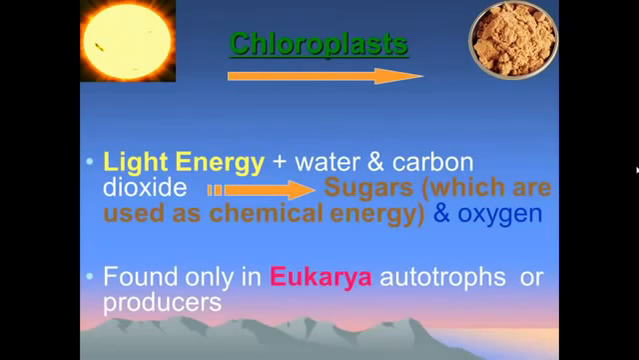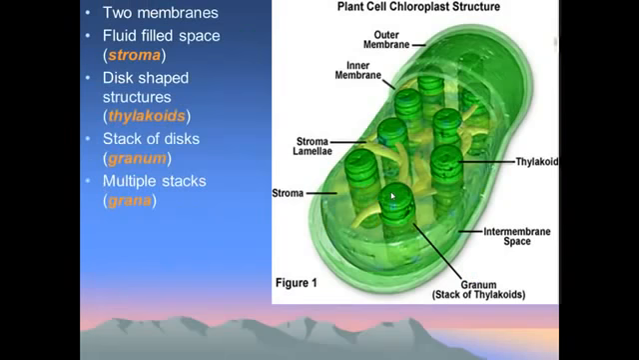Light energy plus water and carbon dioxide yields, that's what this arrow means in a chemical reaction, yields or gives us sugars, which are used as chemical energy, and oxygen. So all of the producers out there on the planet are producing sugar, which they keep inside their organism, and then oxygen, which they let out through their leaves or other forms. Again, this is only found in eukarya, autotrophs, or producers.